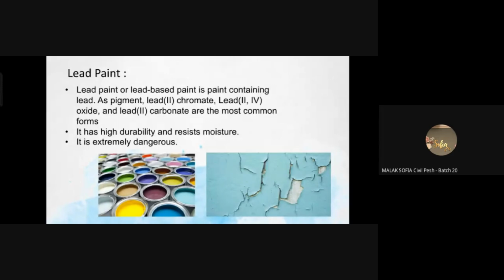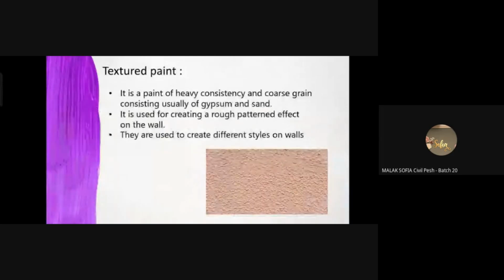Next, we have the textured paint. As is clear from the name, it is a paint having texture. This texture is achieved by using coarse-grain material, for example gypsum and sand. Mostly textured paints are used for beauty purposes, to create patterns on the walls. It can be used to produce different styles on the walls. Look at the pictures, it has some texture. This is a texture paint.